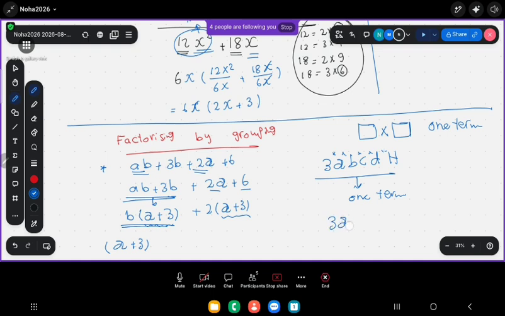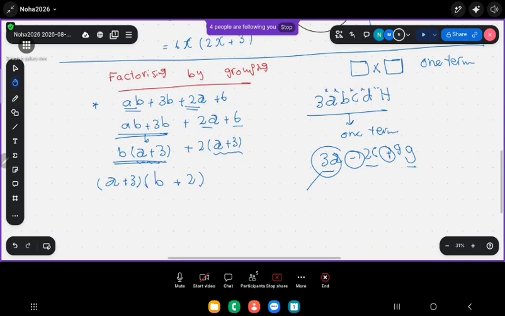But if you have 3A minus 2C plus 9G, what does it mean? It means we have three terms. Three terms are like houses, split between them by plus or minus. So here, I take A plus 3 as a common factor. It was B multiplied by A plus 3, so if you take A plus 3, you get B out. And here, if you take A plus 3, you take out 2. Now you finished? Yeah, I factorized it fully. There is no other factorizing. Get it?